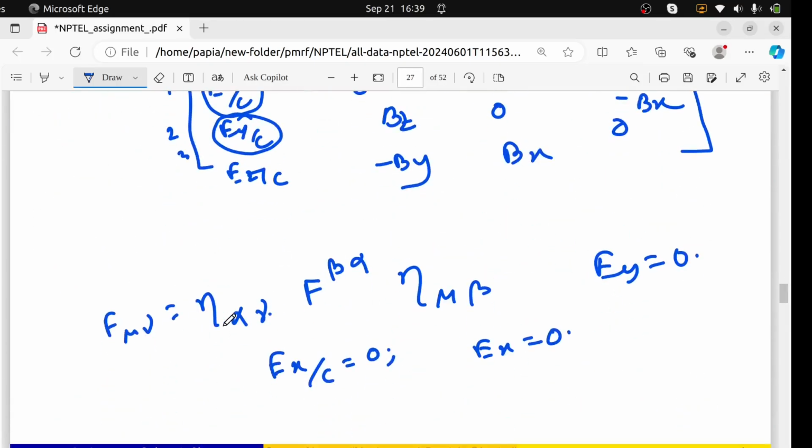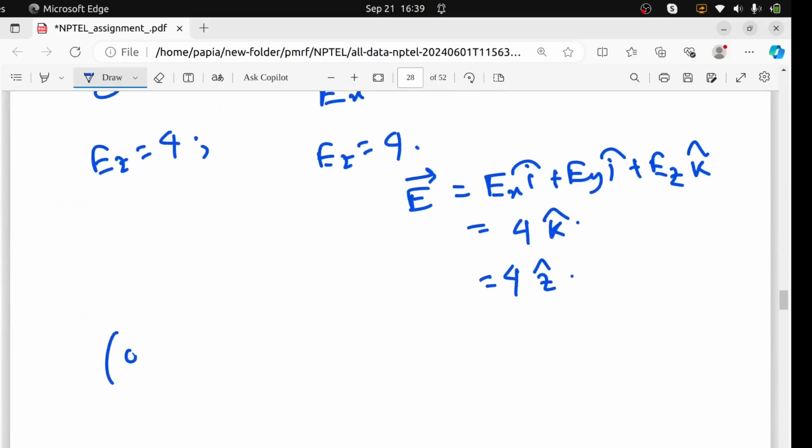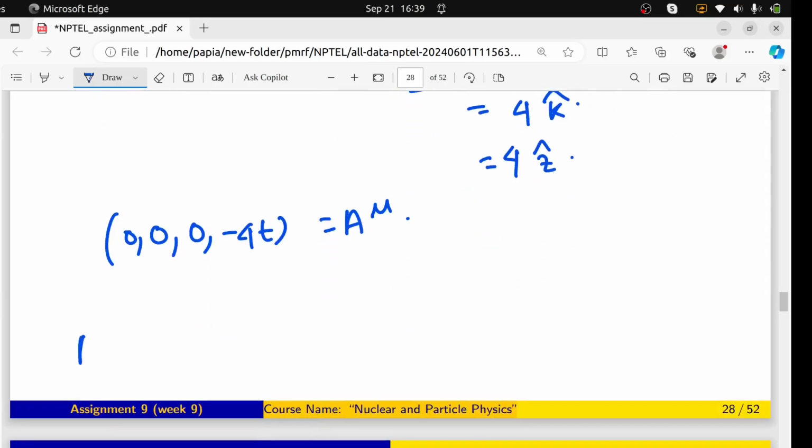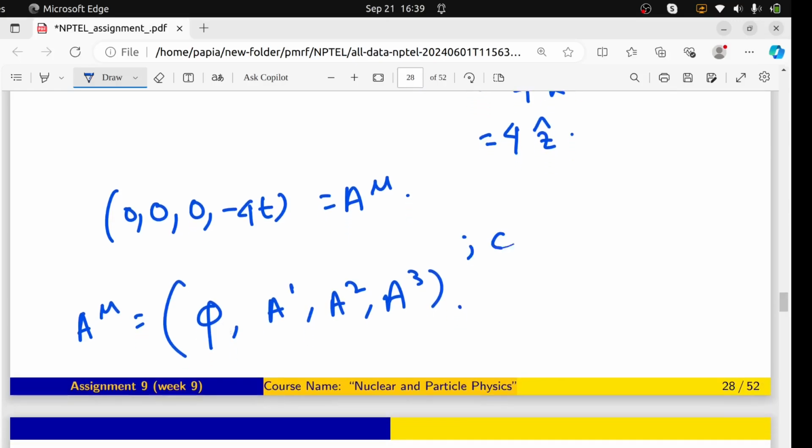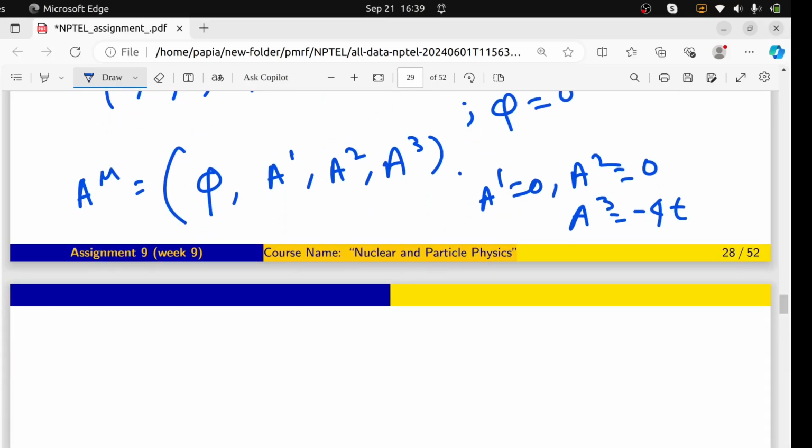So this expression means, let me write here, this is A^μ. A^μ can be written in four-momentum form as (φ, A1, A2, A3). So for this case φ is 0, A1 is 0, A2 is 0 and A3 is minus 4t.